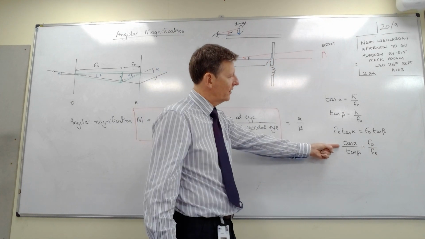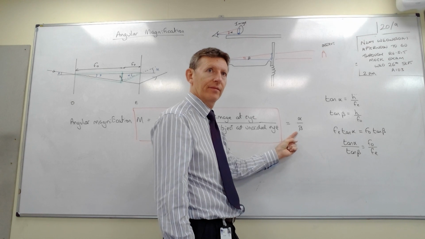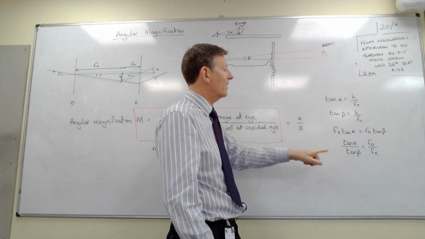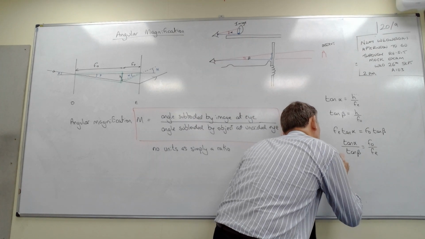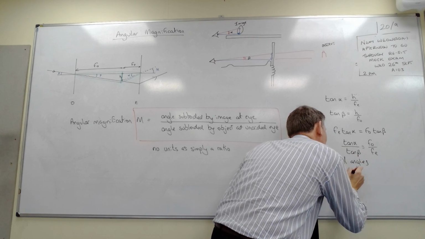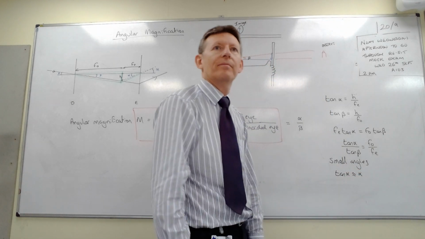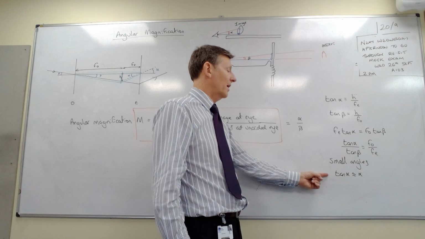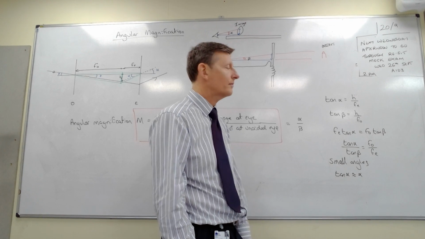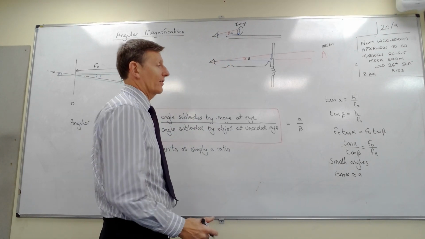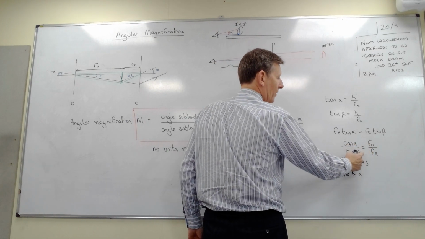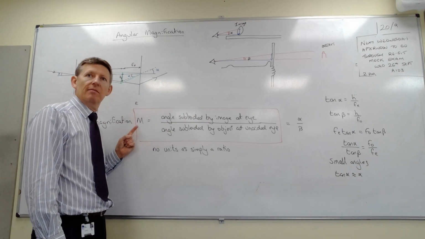Now that looks a bit like that, except we've got tan alpha and tan beta rather than alpha and beta. However, when the angles are very small, the tan of alpha is more or less equal just to alpha. And it's the same thing for tan beta, obviously. So once you get small angles, tan of an angle just equals the angle. So in fact, the ratio of the focal lengths, objective to eyepiece, is the same as the ratio of these two angles, which is actually what we call the angular magnification.